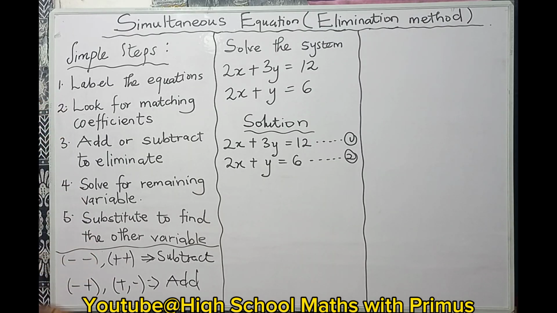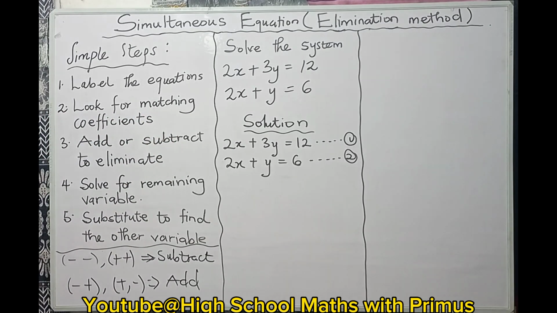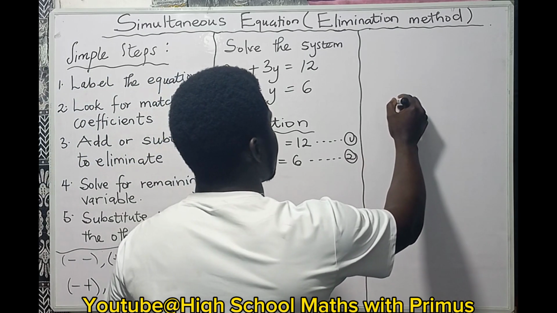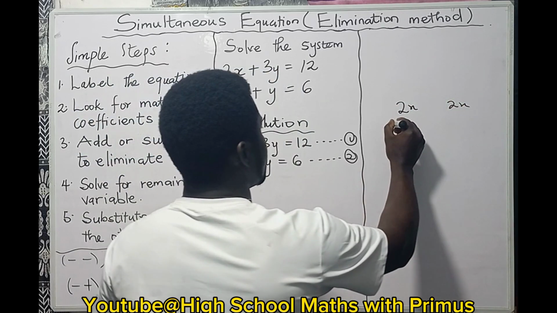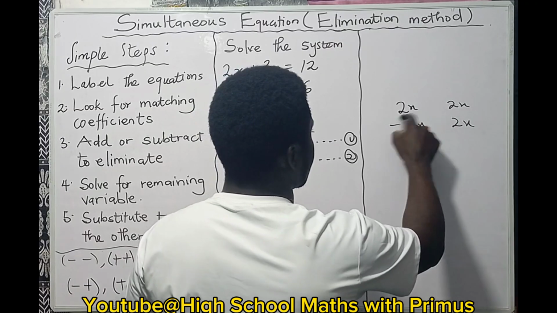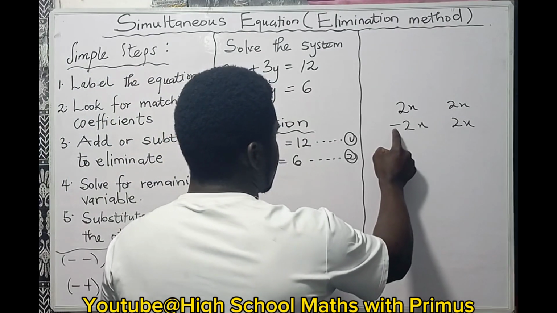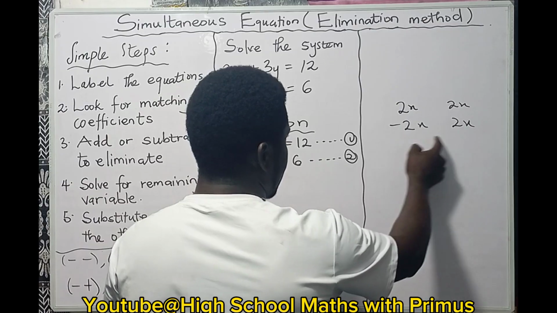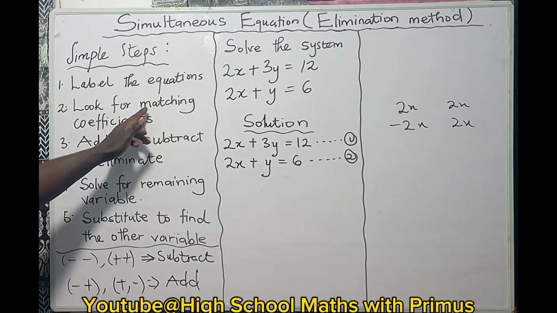We go on to the next step, which is saying look for matching coefficients. And we talked about it previously that to say matching means the coefficients are the same, 2x, 2x, or they are opposite. One is negative and one is positive. So if they are the same, then they are considered to be matching. When they are opposite, one is negative with the same absolute number and the other is positive, then they are also considered to be matching.